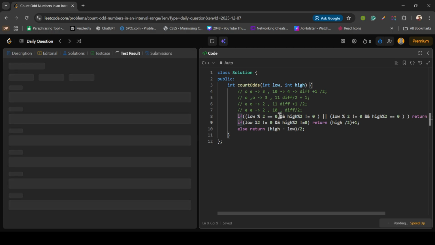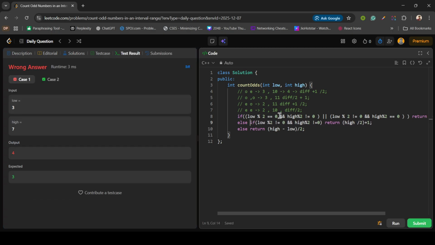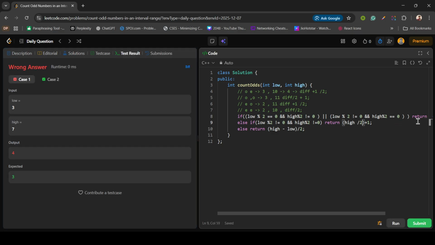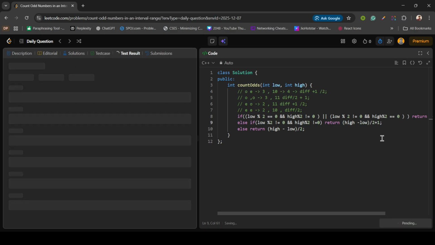Here we should write else if. Now let's see. Oh sorry, there is a mistake here. Just a second guys. This bracket should be here and I should write here minus low. Okay, now let's check.